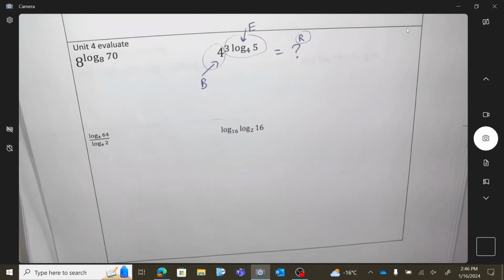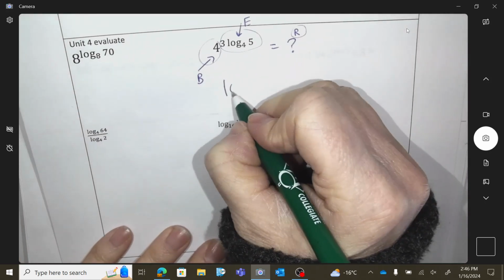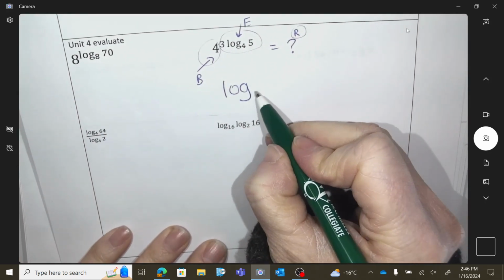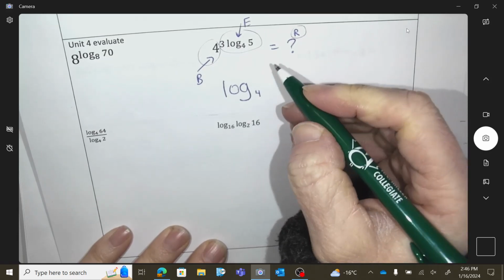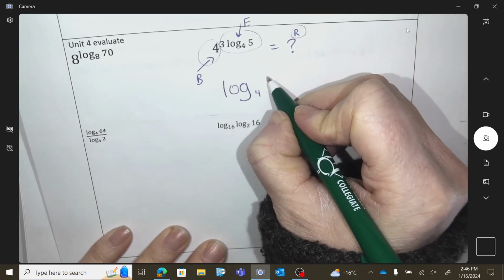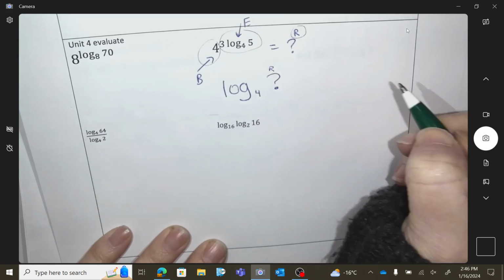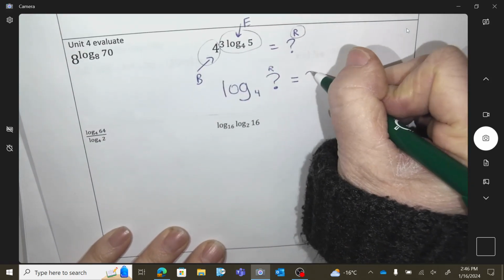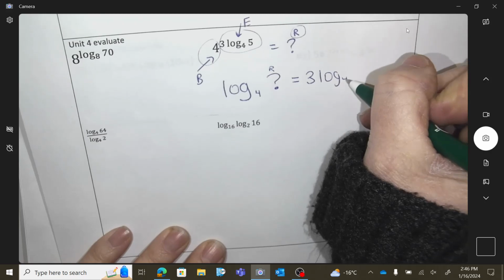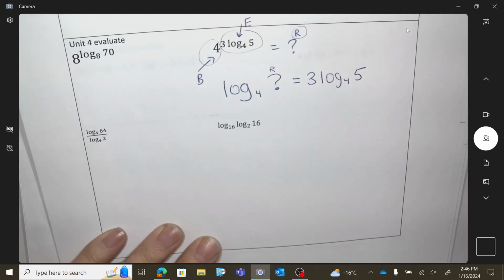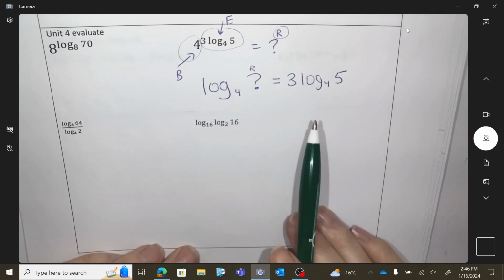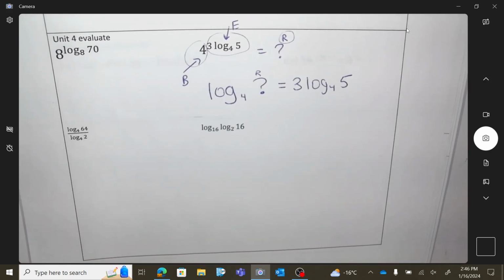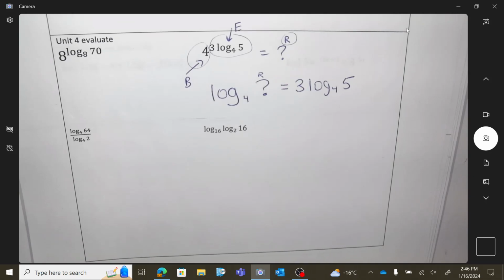So I'm going to change the format to be a log format. So log base, so 4, results equals exponent. So exponential form, I maneuvered to log form.